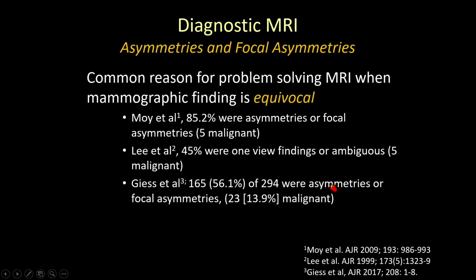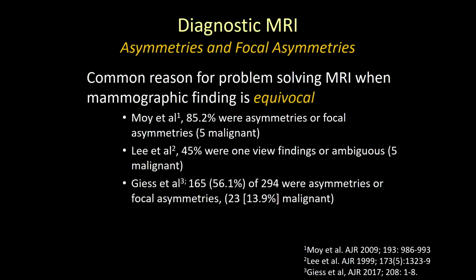So what about MRI? Well, MRI should not really be used very frequently for the evaluation of mammographic findings, but developing asymmetries and one-view findings are a common reason for using problem-solving MRI when the finding after a complete diagnostic workup with ultrasound is still felt to be equivocal. You just can't decide if there's really a change, is there really something there, or is it just projectional or technical in nature? And if you look at the studies in the literature, Linda Moy did a study, and out of the ones that they considered equivocal and sent to problem-solving MRI, 85% were asymmetries.